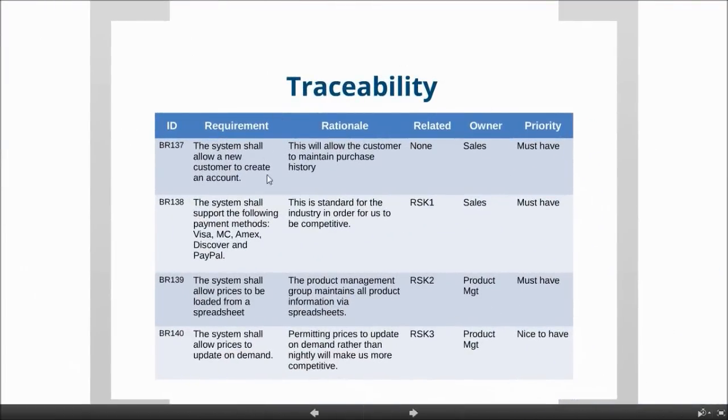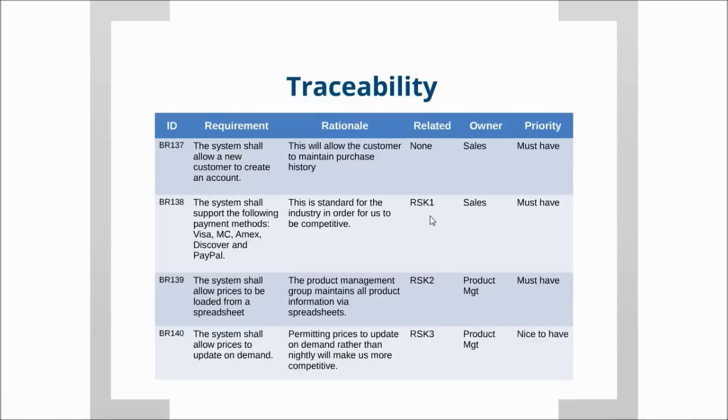All right, so the traceability, once we put it all together, we've got the business requirement. The system shall, well, let's go to the next one, number 138. The system shall support the following payment methods, all these down here. This is standard for the industry in order for us to be competitive. That's our rationale. There is a risk, though, and we just talked about that risk. So now we've got the traceability here. Also, when we talked about the functional requirements, we had the traceability back to the business requirements.